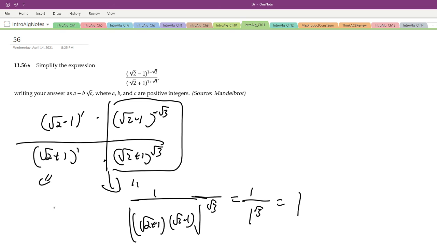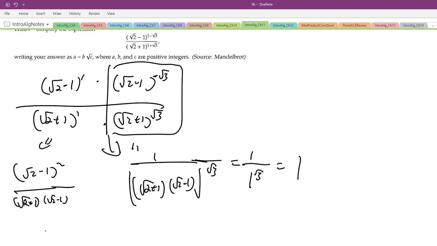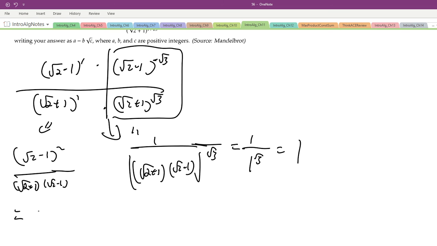And this part is simple, right? So it's root 2 plus 1 and root 2 minus 1, then root 2 minus 1 of the square. So you can see it is 3 minus 2 root 2.